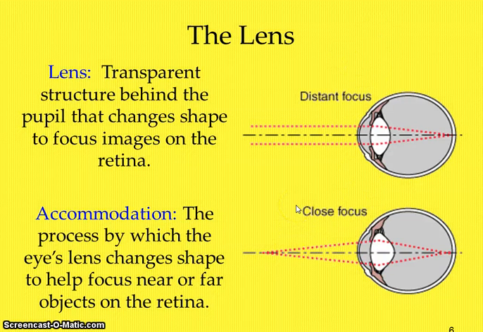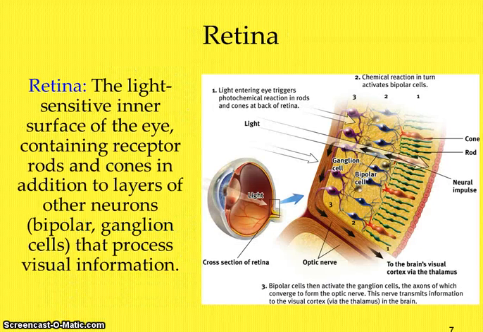If you're farsighted, the lens is actually shortened. The light rays reach the retina before they have focused the image. So that's near and farsightedness.